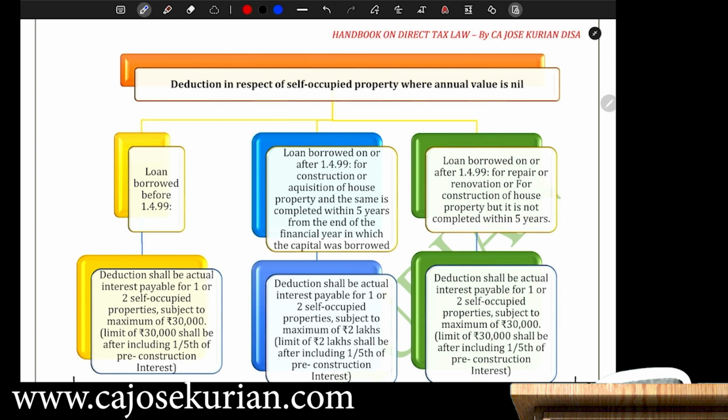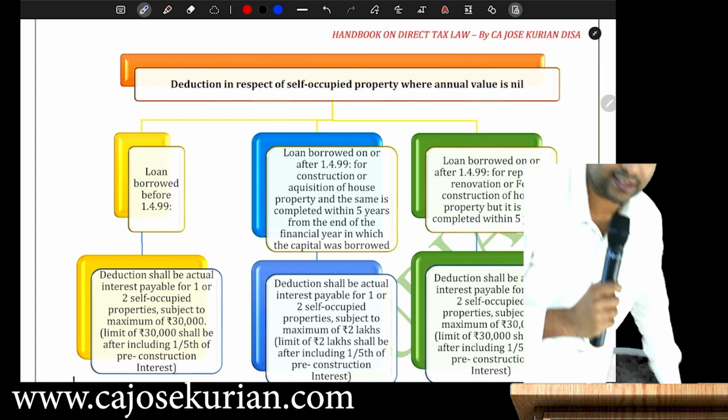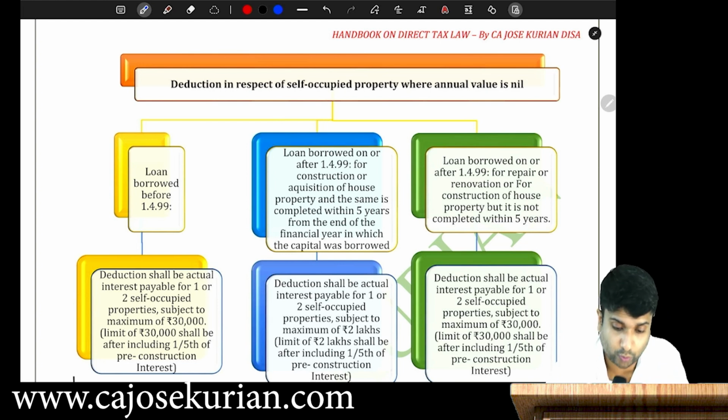Now let's understand what exactly is that ceiling limit. Can you read the heading? Deduction in respect of self-occupied property where annual value is nil. If the annual value is nil, meaning the self-occupied property's net annual value is nil, there is a ceiling limit for the deduction of interest that you can claim, and let's understand how much the ceiling limit is.